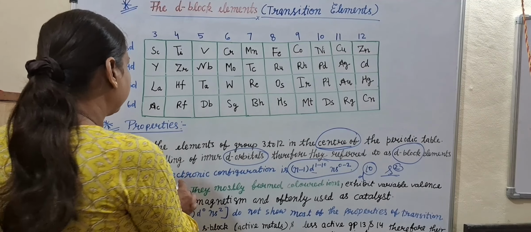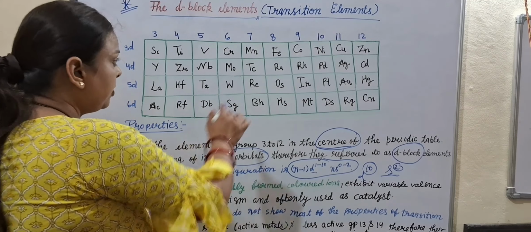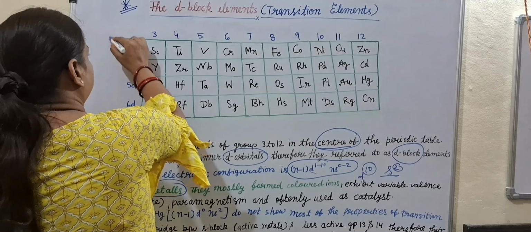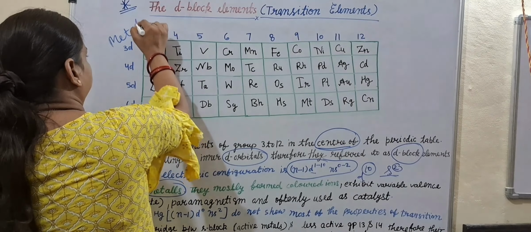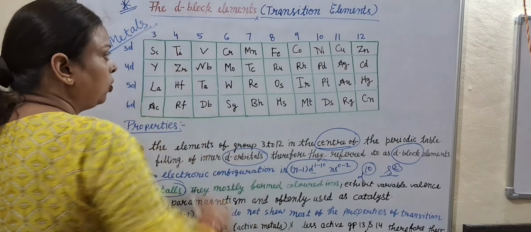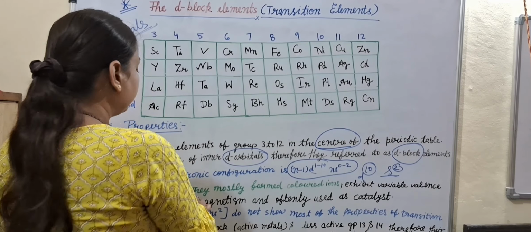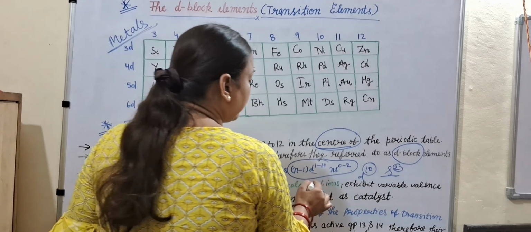They are metals. D block elements are metals. Okay, they are metals. They mostly form colored ions.